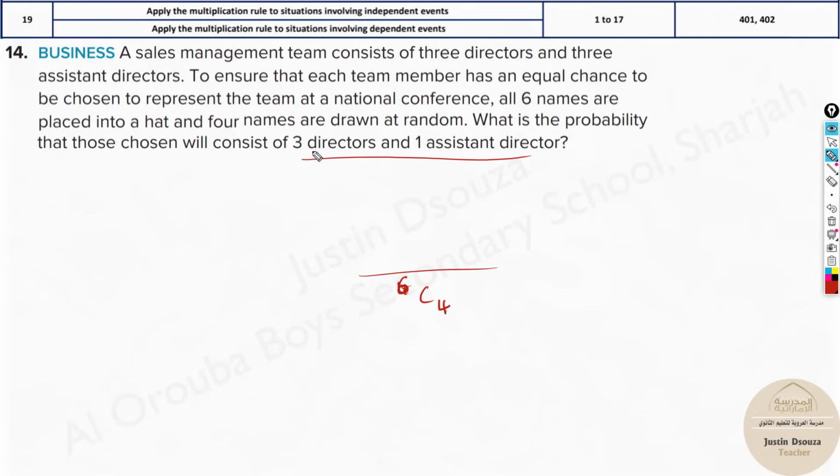We want the probability of 3 directors and 1 assistant director. Originally there are 3 directors and 3 assistant directors, but we just want all the 3 directors and only 1 assistant director, right? So what is the desired outcome? Now these can be written like this. There are 3 directors and all the 3 directors are being chosen, nCr, that is 3C3. But how many assistant directors are there? 3 are there, but only 1 is being chosen. So 3C1. Now we can solve this using the formula or by calculator.